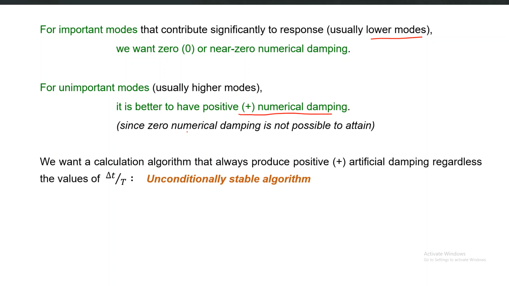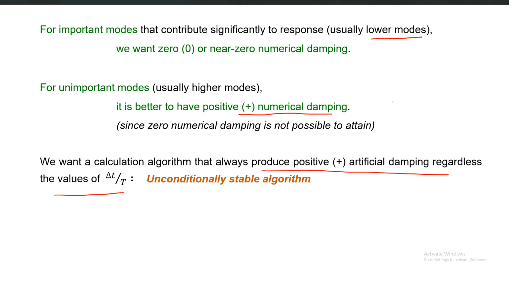Sometimes the zero numerical damping is not possible to attain. In that case, we try to have positive numerical damping. We always try to avoid the unstable solution or negative artificial damping. So we want a calculation algorithm that always produces positive artificial damping regardless of the values of delta T over capital T.